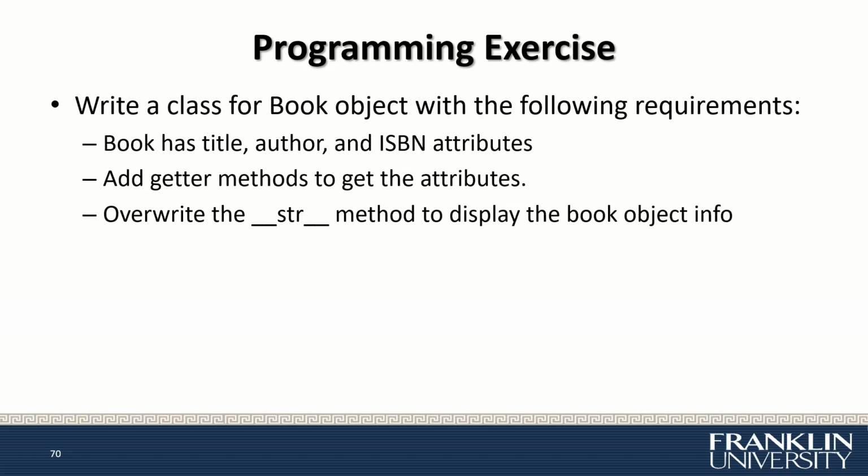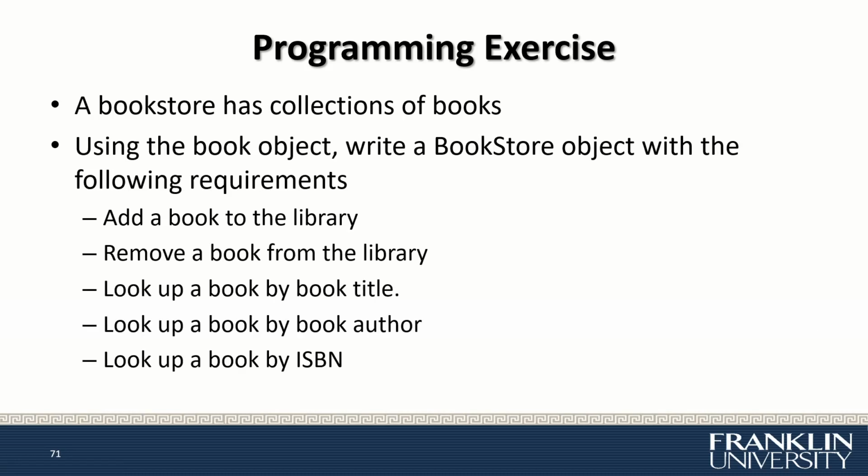For example, write a class for a book object with the following requirements. Book has title, author, and ISBN attributes. Add getter methods to get the attributes. Override the string method to display the book object info. And then a bookstore has a collection of books. Using the book object, write a bookstore object with the following requirements: add a book to the library, remove a book from the library, look up a book by the book title, look up a book by author, and look up a book by ISBN number.